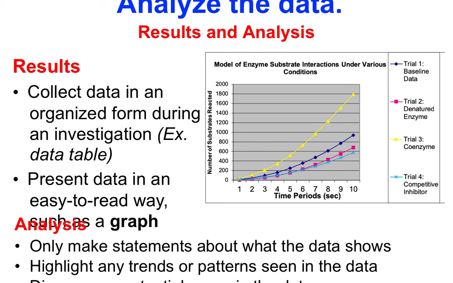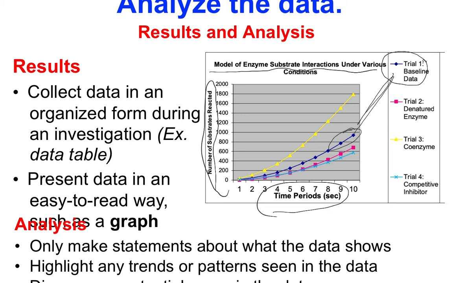Here we have our independent variable, which is time. And then we have our dependent variable, which is the number of substrates that reacted in our model of enzyme-substrate interactions under various conditions. It looks like we had our control group, which was trial 1, this dark blue one right here. That's our control group. It established a baseline. And then in trial 2, and then 3, and then 4, we had different numbers of substrates that reacted over a period of time.